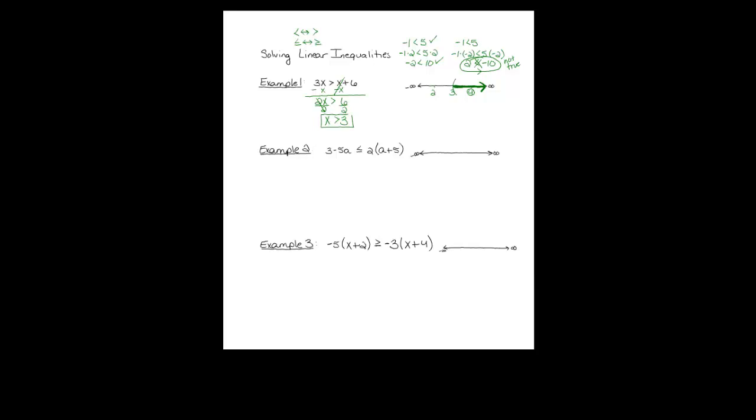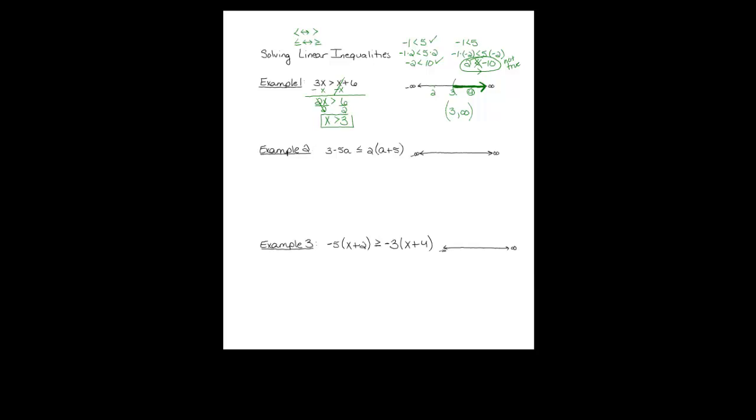Writing this in interval notation, we're going from 3 to positive infinity. We never include positive infinity, so a parenthesis goes there. And because it is strictly greater than, we don't include the 3 either.